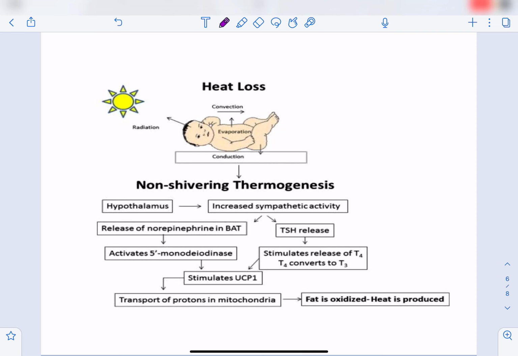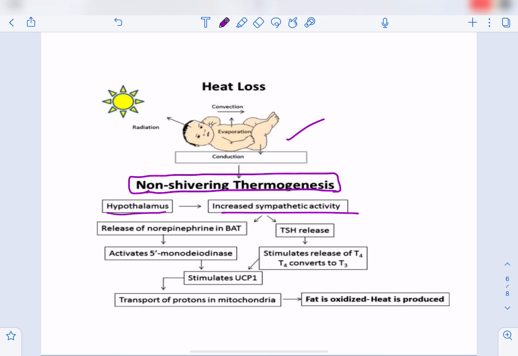All right, so non-shivering thermogenesis. In newborns there is more heat loss. To prevent this heat loss, there is a mechanism called non-shivering thermogenesis. The hypothalamus, with increased sympathetic activity, releases norepinephrine onto brown adipose tissue. Also thyroid stimulating hormone. Now this stimulates the uncoupling protein.